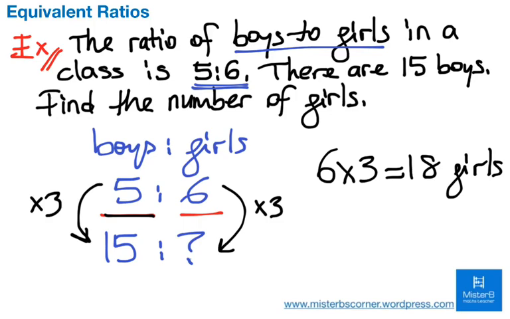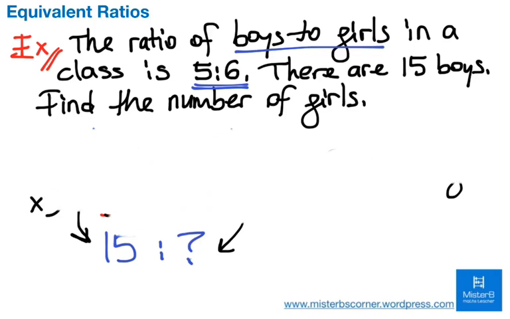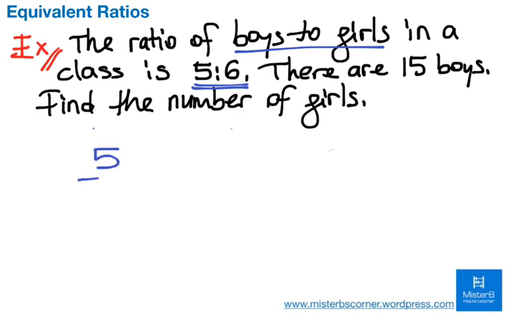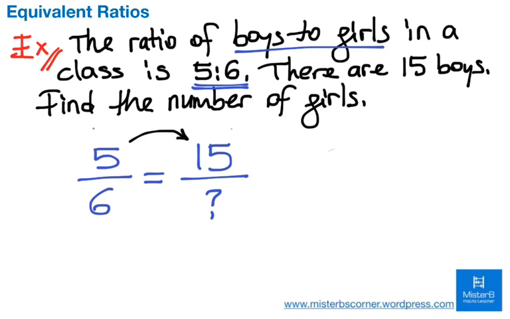If you want, you can show this as in fractions. So basically, you can write down the ratio as a fraction, and then you can write down the number of boys, and well, we don't know the number of girls, right? Here, what we do is exactly the same. How do we end up with 15? Well, you multiply 5 by 3. So the same should apply to 6. So we should multiply 6 by 3. And again, we should end up with 18 here.